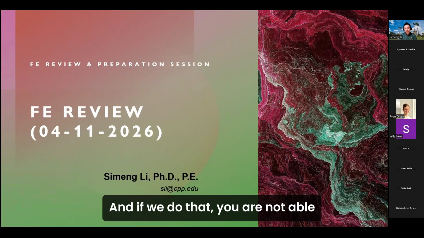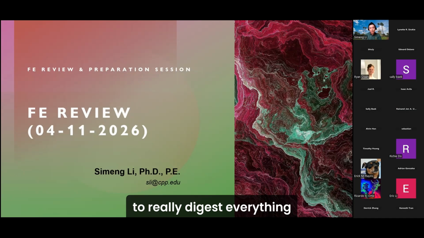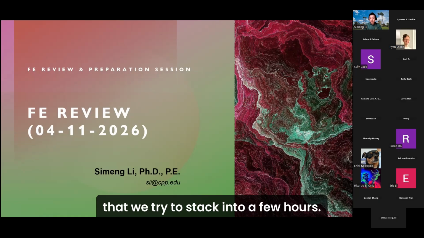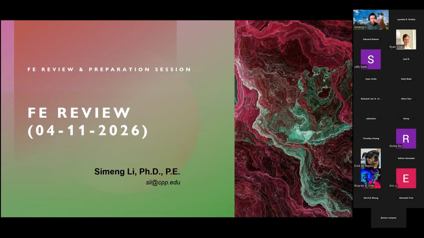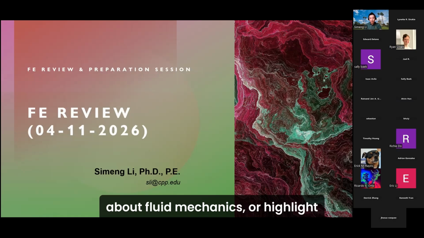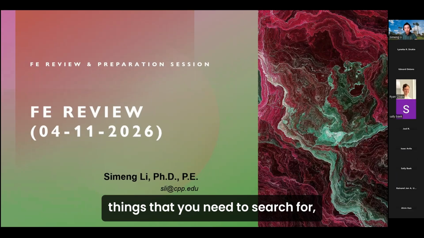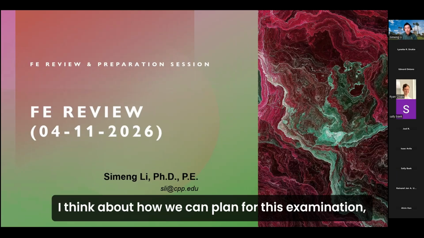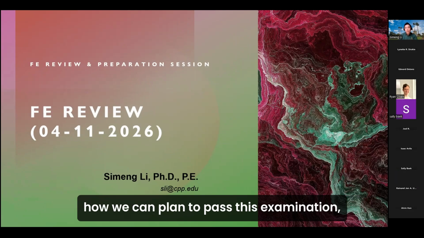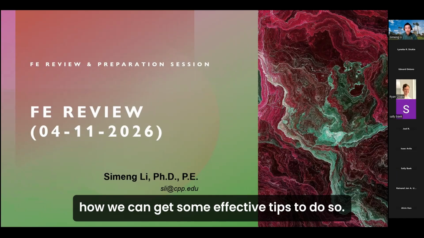And if we do that, you are not able to really digest everything that we try to stack into a few hours. So instead of giving you a long review session, giving you all the things that you need to know about fluid mechanics or highlight things that you need to search for, I think about a different way. I think about how we can plan for this examination, how we can plan to pass this examination, how we can get some effective tips to do so.